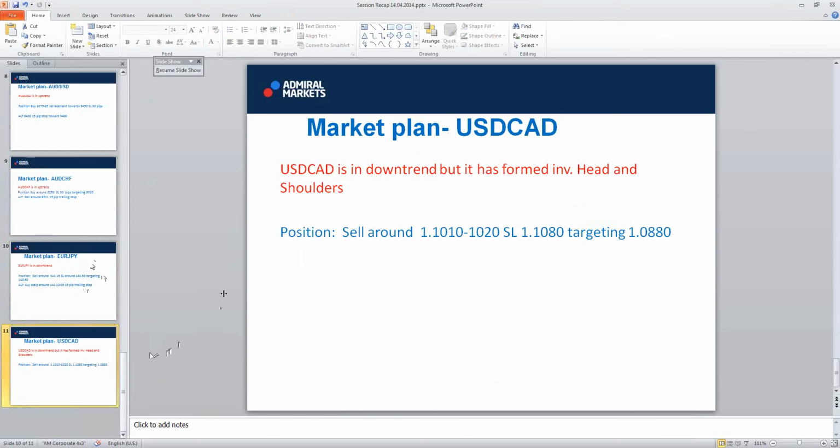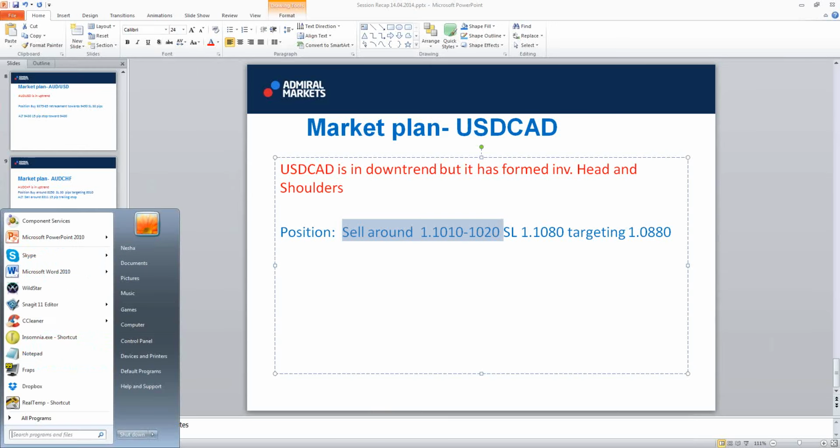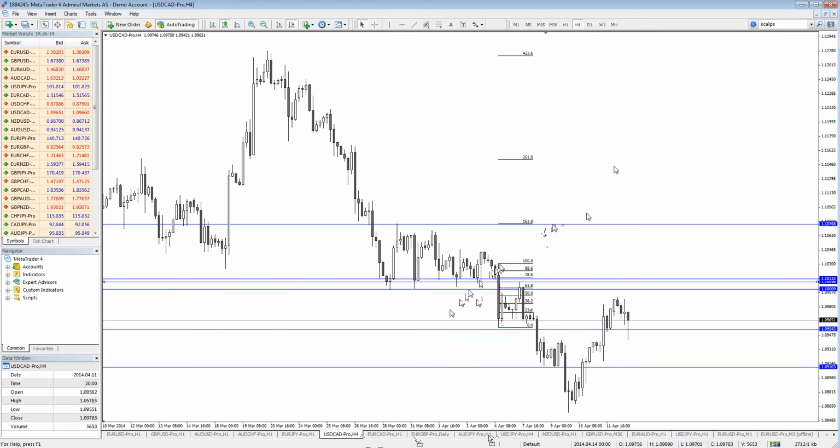Finally, my view for Dollar CAD: I would be looking to sell around 1.1010 to 1.1020, stop loss 1.1080, targeting 1.0880. I would be looking to sell Dollar CAD. Dollar CAD is a potential trade for me around that zone. I will show you. Look at this.